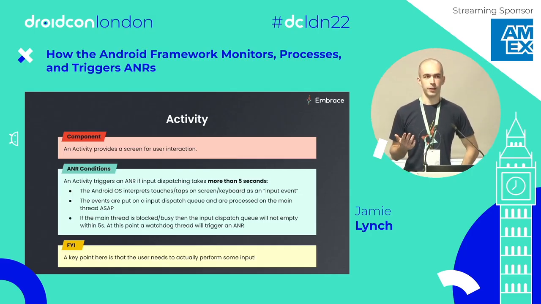So to combat this, if the main thread gets blocked for up to 5 seconds and an input dispatch event has been queued, then the watchdog thread triggers an ANR. The key point there is that the user actually needs to perform some input. You can block the main thread for more than 5 seconds in an activity, and if the user hasn't interacted with the app, you don't get an ANR. That's because the user hasn't had a bad experience.